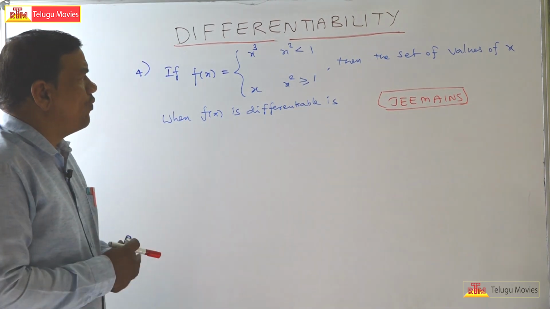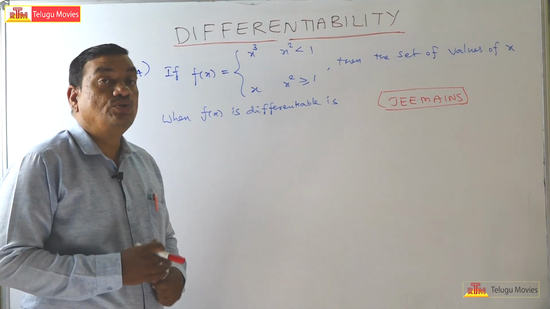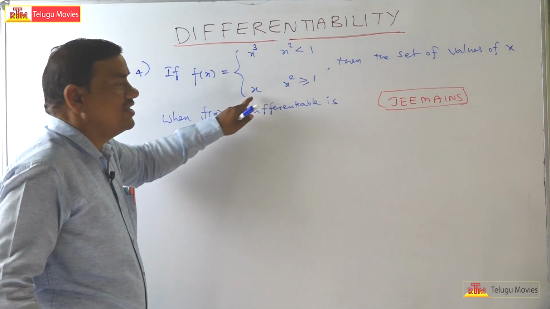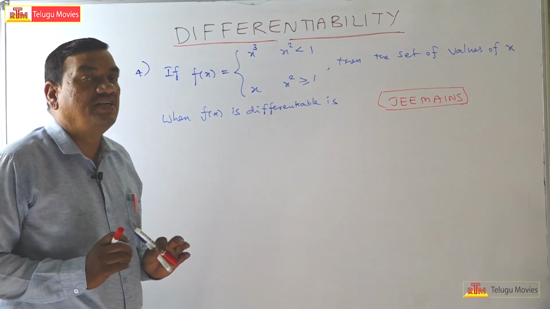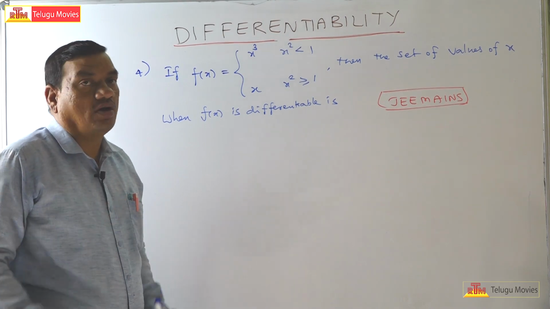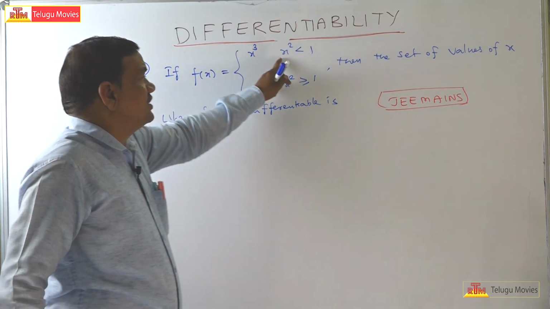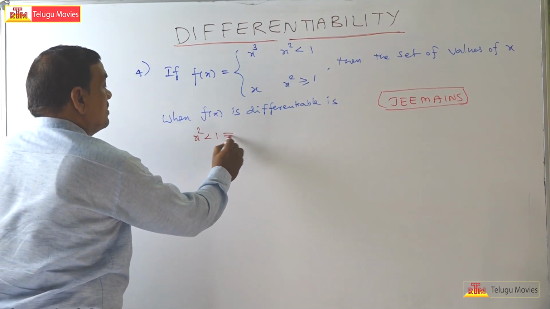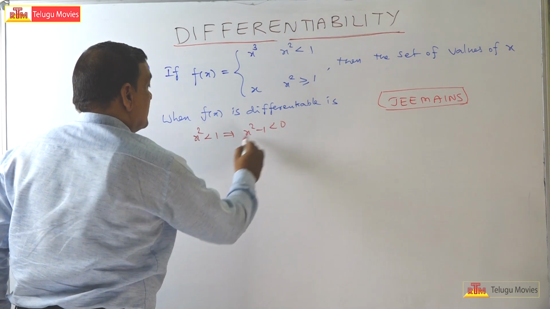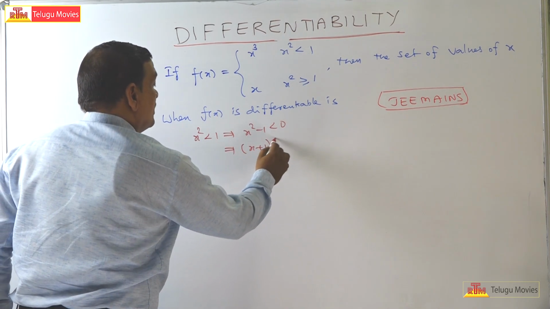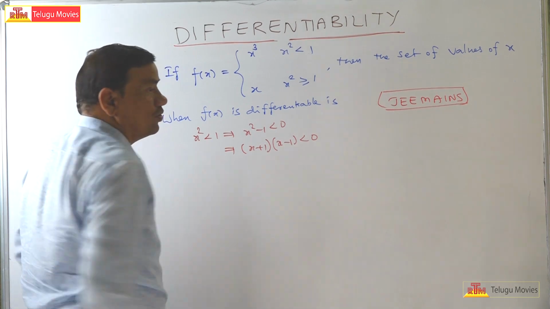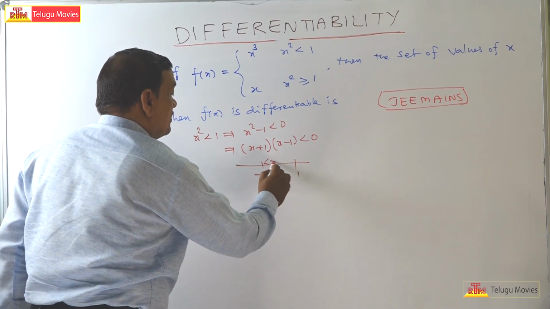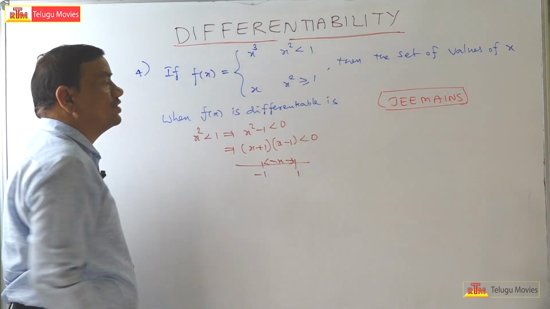This type of problem can be solved easily using a graph. First try to understand why, because here y is equal to x cube, y is equal to x. Both graphs are very easy to draw. So when x square less than 1, that means x square minus 1 less than 0, that means x plus 1 into x minus 1 less than 0. That means when x lies between minus 1 and plus 1, your graph is x cube.